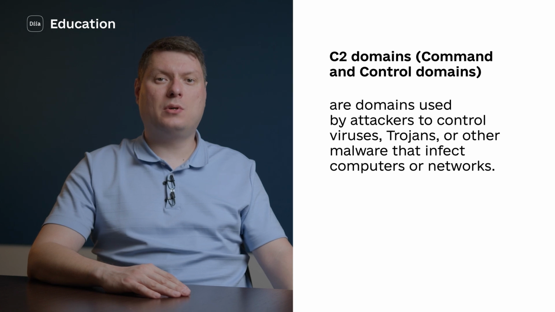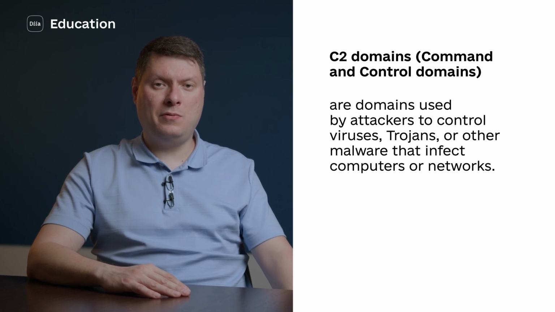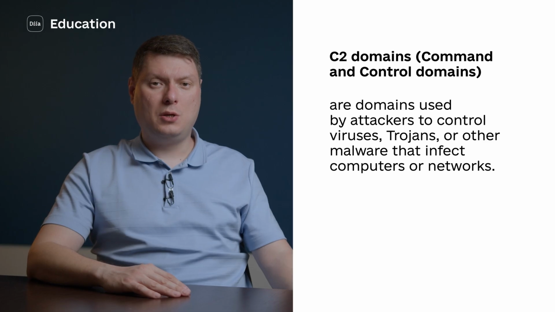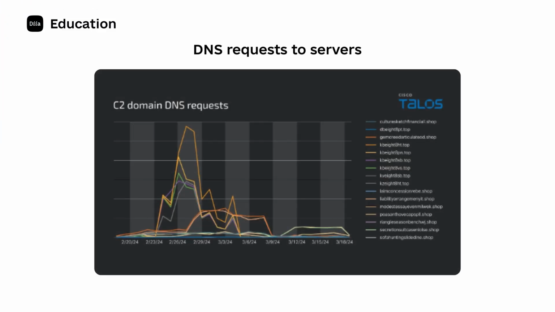Talos found that the criminal campaign actors use multiple C2 domains. Command and control domains are domains used by attackers to control viruses, trojans, or other malware that infect computers or networks. Attackers typically establish communication with C2 servers to send instructions, receive data, or send commands from infected systems. DNS queries to these domains indicate that the campaign is still ongoing.